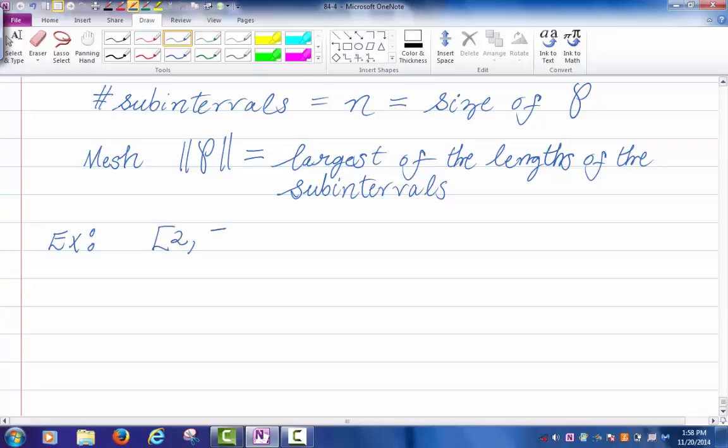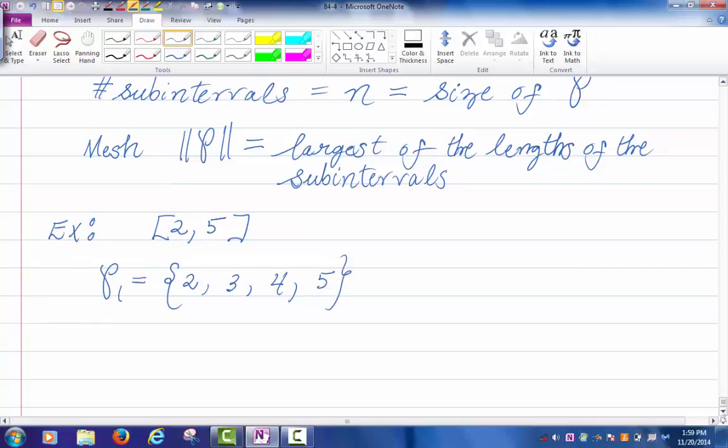So A is 2 and B is 5. And let's pick a partition P1. For the partition P1, I am going to pick only 4 points, okay? Again, partition means it's a collection of a finite number of points from that interval, including the endpoints. So you have to pick 2, you have to pick 5, and then you pick some others from the interval. Let's say I pick 3 and 4. So this is my partition.